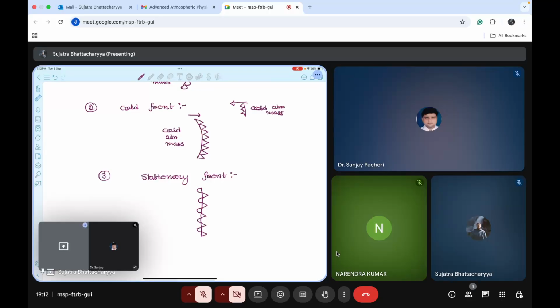Understood. So you can see that the warm air mass is moving in this direction, and the cold air mass is moving in this direction, at an equal rate. So there is a cold air mass and there is a warm air mass. The warm air mass is moving in this direction, the cold in this direction, and at an equal rate, so that's why it becomes stationary. It is not moving now. So this is called the stationary front.